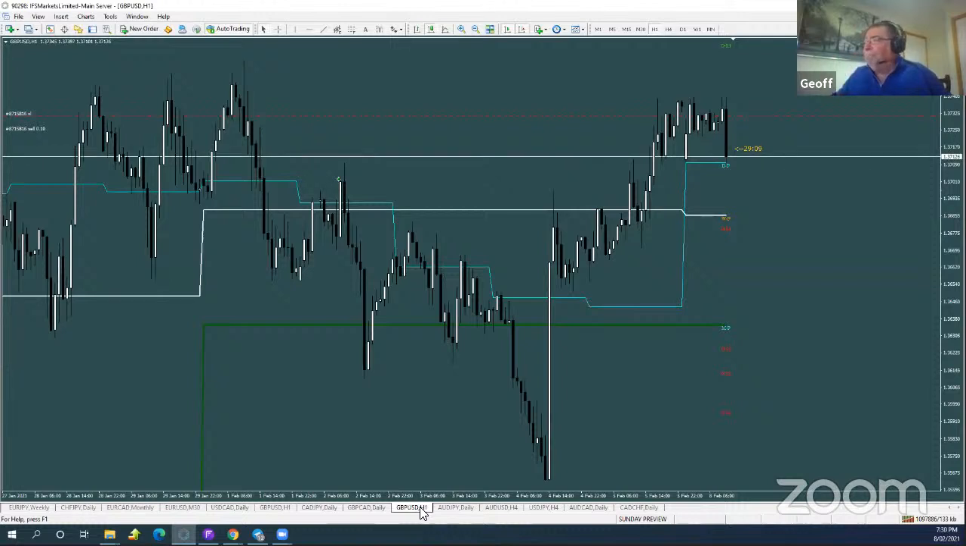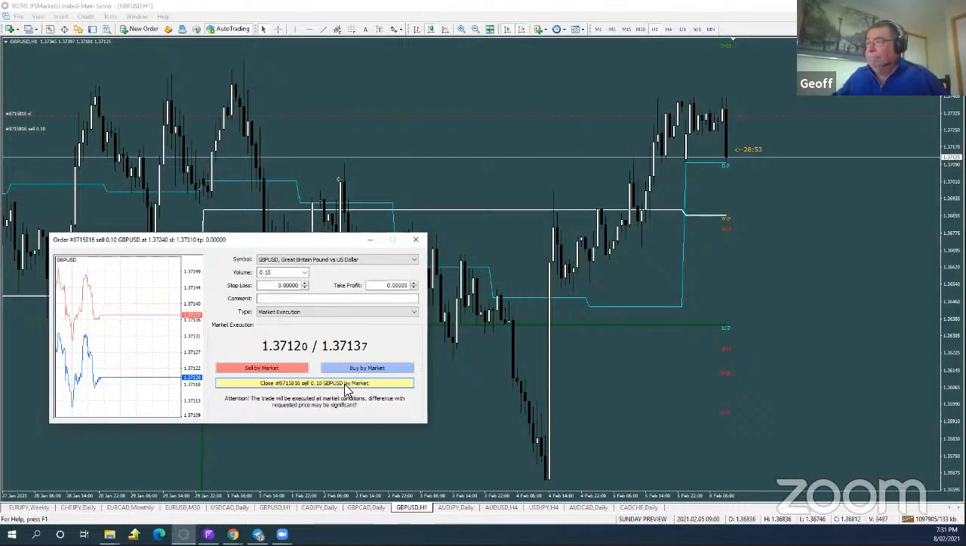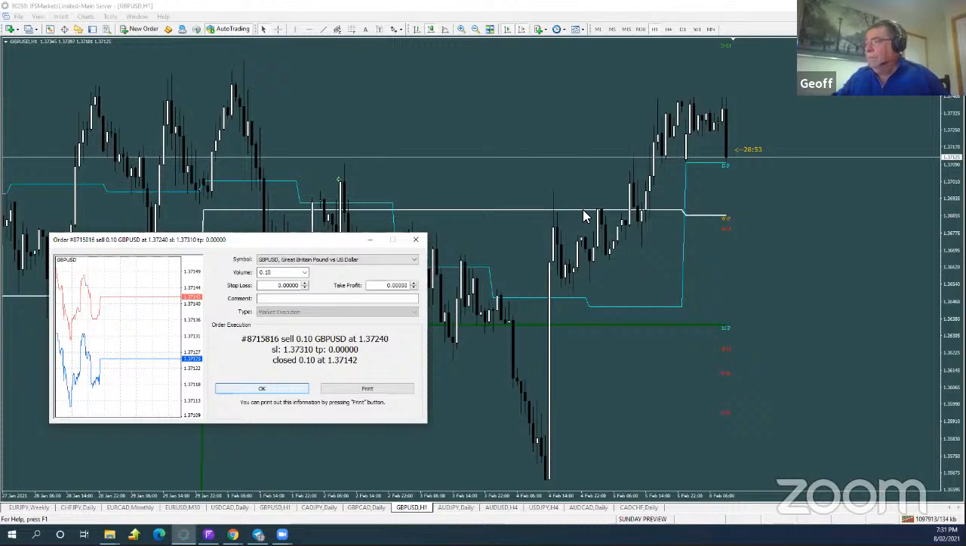Pound US dollar, looks like that short's going okay. Hang on, we better take some profit here. We're at the daily pivot. In fact, we'll get out of this. We'll just close it. Done, out, gone.